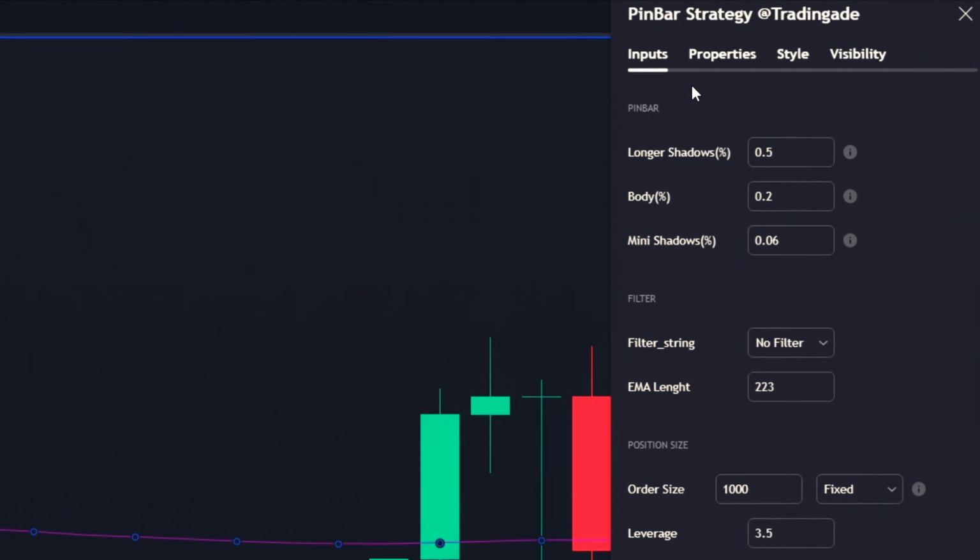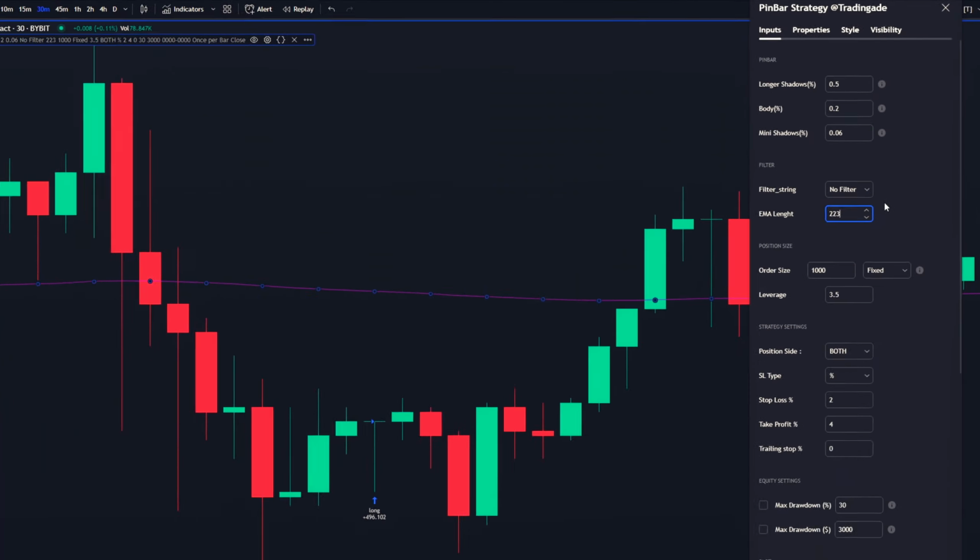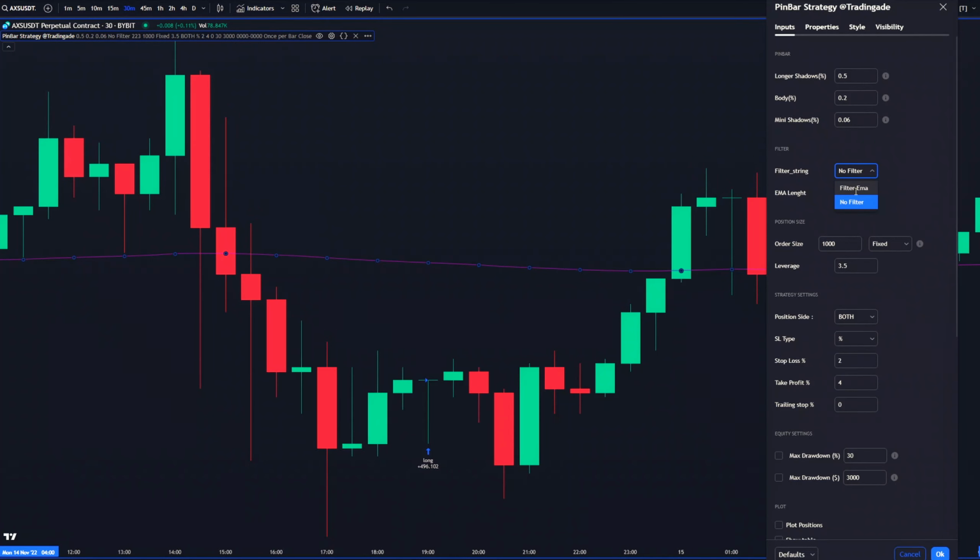These are the settings to detect the pin bar on the chart, whereas this is the filter, and it basically means that for a long position it will detect entry signals only if they are above this EMA. In this case it's 223. Whereas for a short position it will detect pin bars that are only below this EMA. In fact, if I try to apply the filter, this signal will disappear, as you can see here, because it's below this EMA.